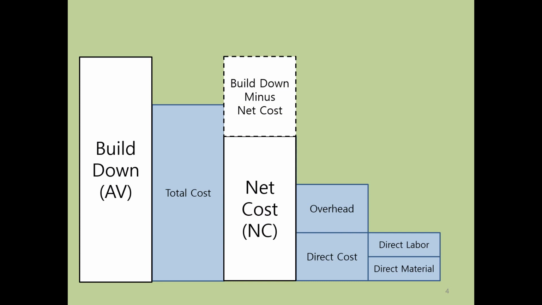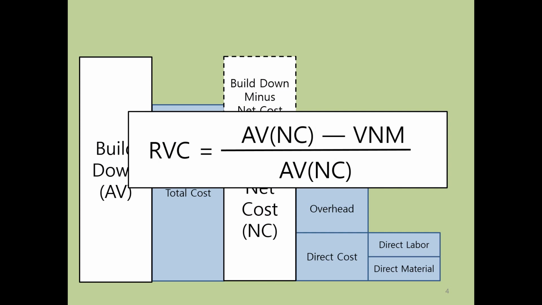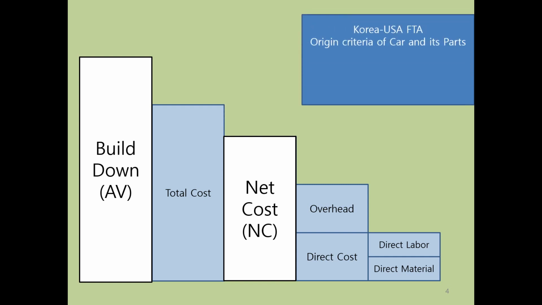As I said before, if the denominator in this formula gets smaller, the RVC rate also gets smaller. As a result, on the same condition, the RVC rate of the net cost method is definitely smaller than the RVC rate of the build-up method. So the Korea-US FTA offers a more generous rate to the net cost method.